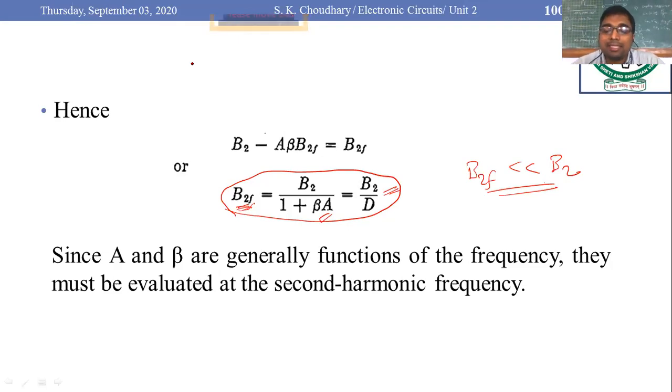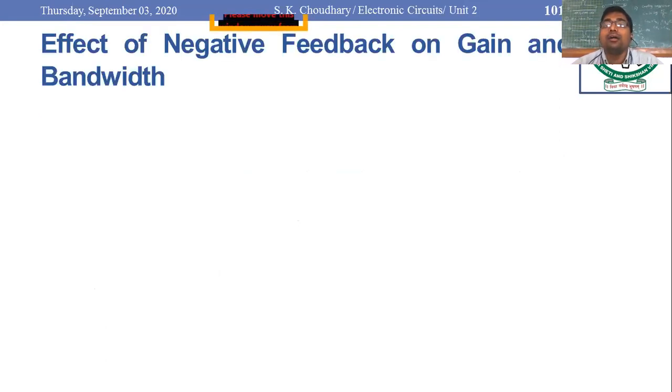So in this way, we have seen that we have decreased the gain, we have decreased the frequency distortion, we have decreased the nonlinear distortion when you are applying the negative feedback. Now you can see the next topic, the effect of negative feedback on the bandwidth, or gain and bandwidth you can say, because gain and bandwidth both are associated with each other.